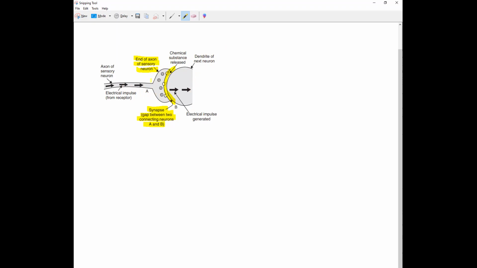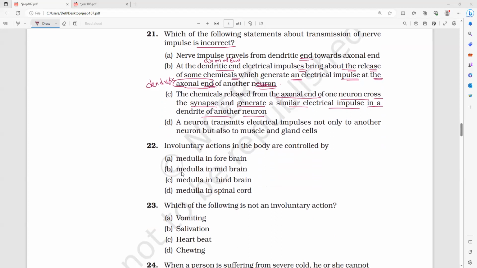This is the diagram you have to draw: a microscopic gap between one neuron and another neuron. What is that gap called? Synapse. So that gap is what we call a synapse. The dendrite of a sensory neuron A carries the impulse to the cell body of another neuron along its axon. So that is what you have to remember. If you have not done this diagram, you have to draw it again and learn it. So option B is the incorrect statement.